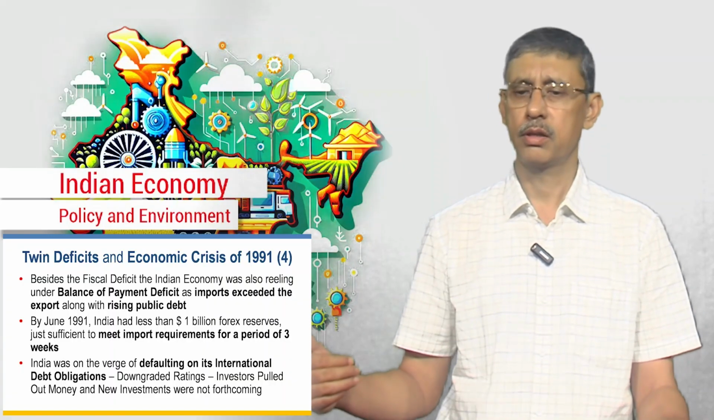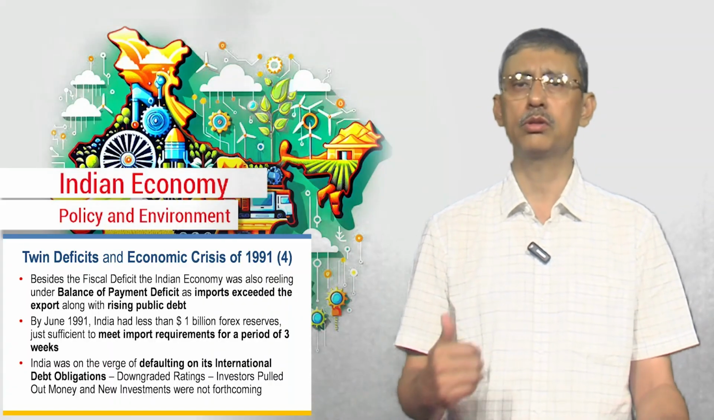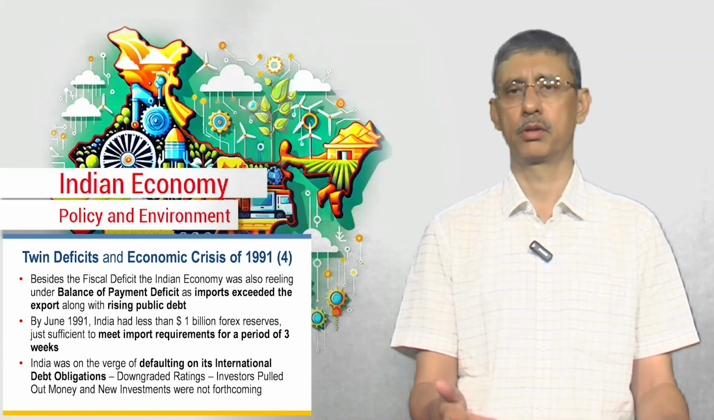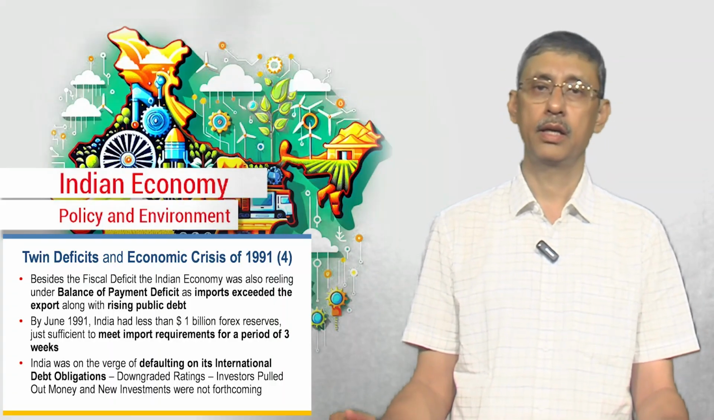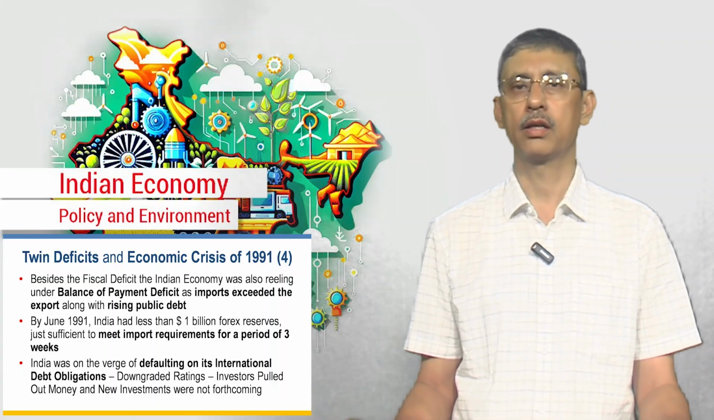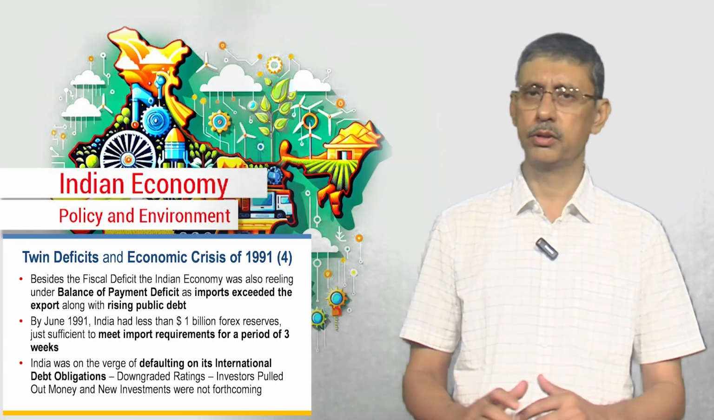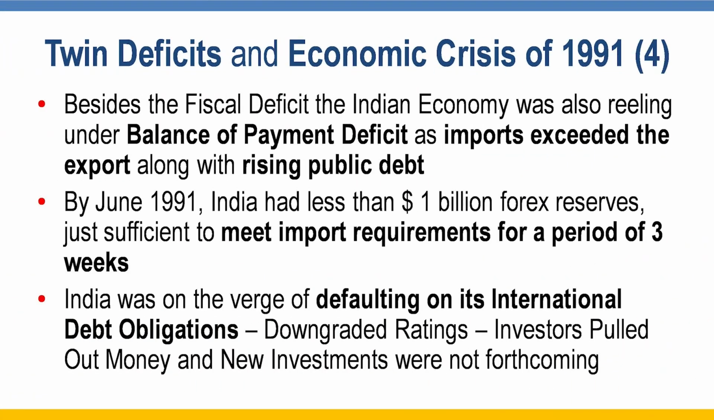Just as an individual should have enough money to cover expenses, the country should also have enough foreign exchange reserves to cover the cost of imports, that you have to pay the import bill, and you need to have that kind of reserve. And it was so low in 1991 that it was sufficient to cover the import requirements for just 3 weeks. So since we did not have enough foreign exchange reserves during that period, India was on the verge of defaulting on its international debt obligations.